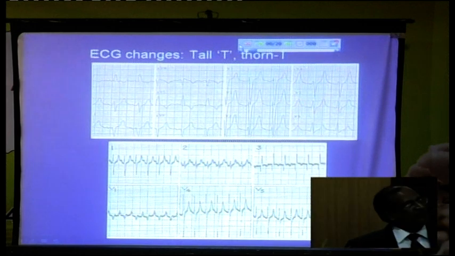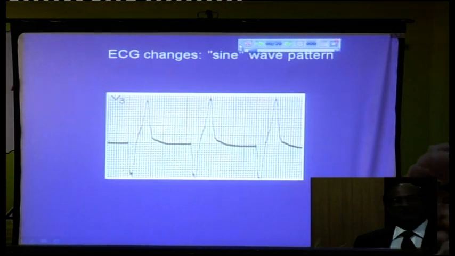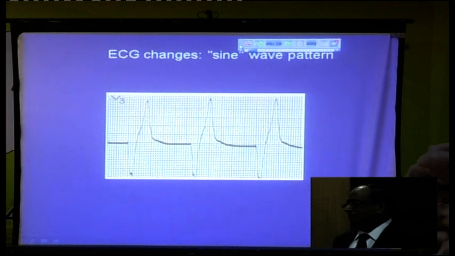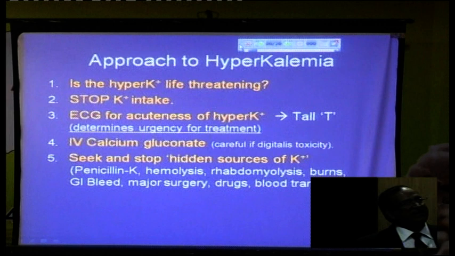Okay, tall T's are the most important change. What is a sine wave? If the S wave merges with the T without an ST segment, that's a sine wave. Okay, a very bad sign.